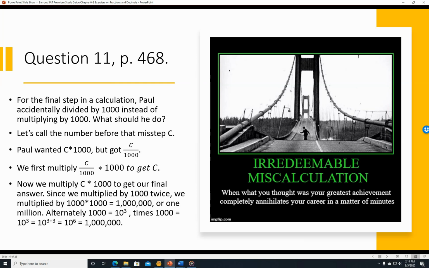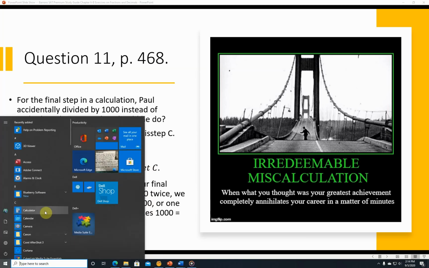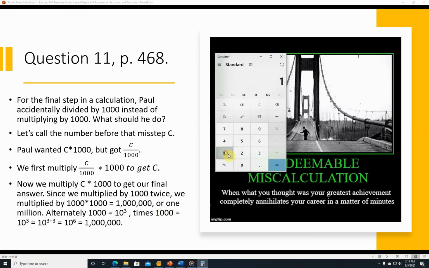So the first thing we're going to have to do is multiply C over 1,000 times 1,000. We take C over 1,000, which you have here, and multiply it by 1,000 to get C back. Now we're going to multiply C times 1,000 to get our final answer. Since we multiplied by 1,000 twice, we multiplied by 1,000 times 1,000, which is equal to 1,000,000. If you don't believe me, fine, I'll get the calculator out. So here's 1,000 times 1,000.